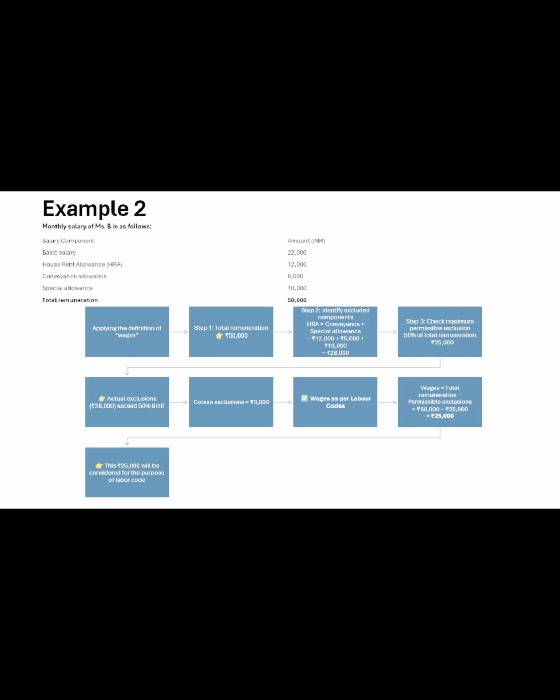What happens now? The extra 3,000 above the cap gets added back to the wages for statutory benefits. So for labor code purposes, Mr. B's wages will be 50,000 minus 25,000, which is 25,000. So basically, if the excluded components exceed 50% of your total remuneration, then that excess will be added back to the wages. The new definition of wages is very crucial as it prevents employers from shifting a large portion of salary into allowances. So the new law ensures that a fair and meaningful portion of the salary is counted for the social security benefits.